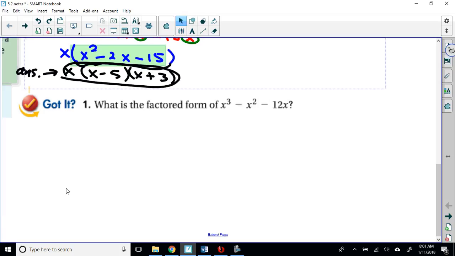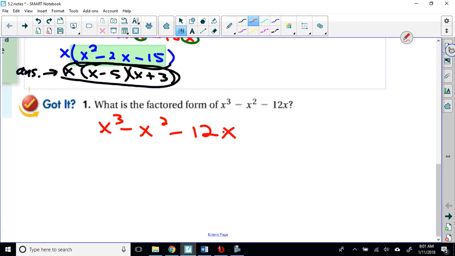Standard form's a good place to start. x cubed minus x squared minus 12x. Can we factor anything out? x, sure. So we factor out an x, which leaves x squared minus x minus 12. And wouldn't it be nice if 12 had factors that added up to negative 1? Oh, 4 and 3. That'll get it done.